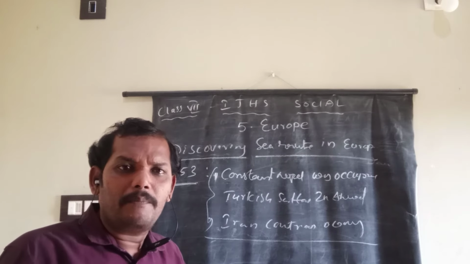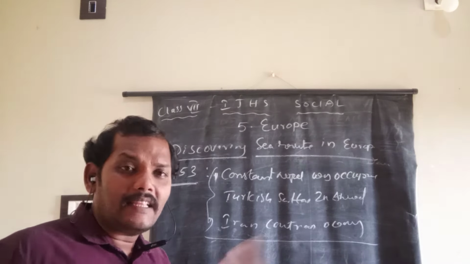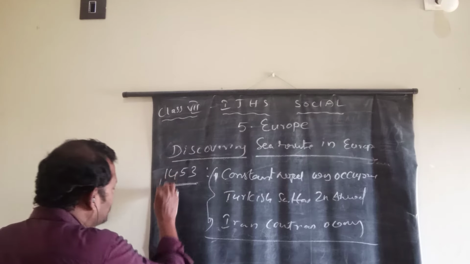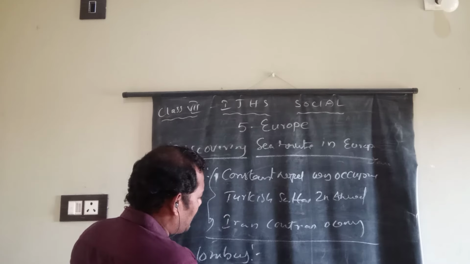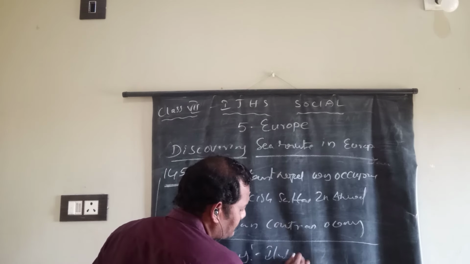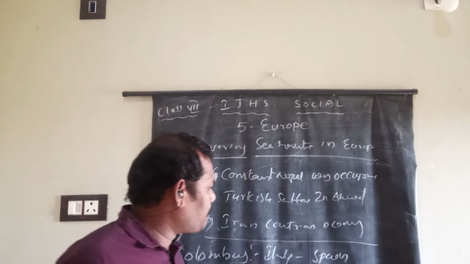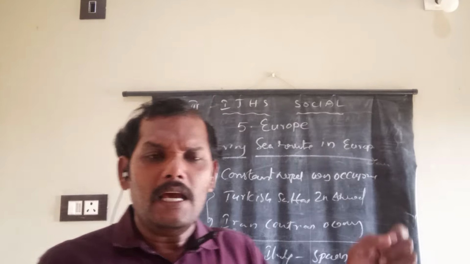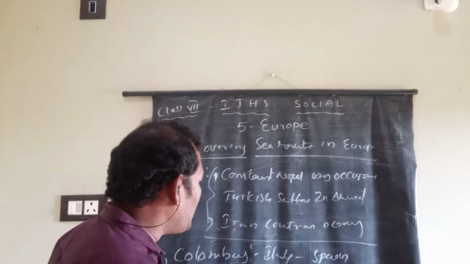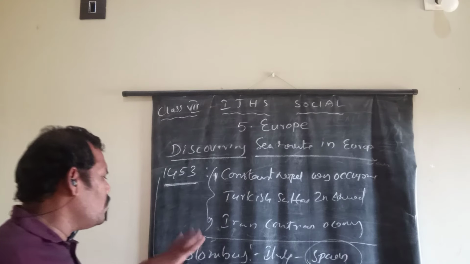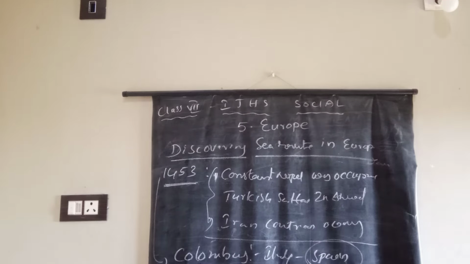Then the European people wanted to discover different sea routes. Then they started. Who was the first person to start discovering the sea routes? Columbus. He belonged to Italy, but he worked for Spain. Why? Because the Italian kings were not interested in discovering sea routes. For that purpose, Spain and Portugal were very important countries in discovering sea routes to different countries in the world. So the Spanish king encouraged Columbus. Then Columbus got ready to discover the sea route to India, traveling from the western side.